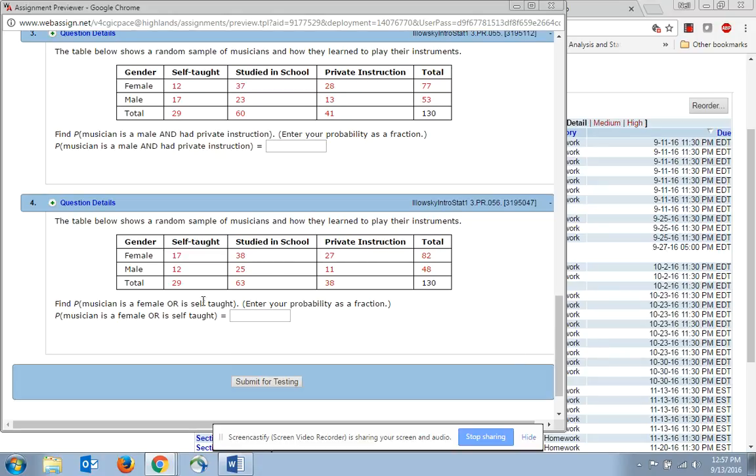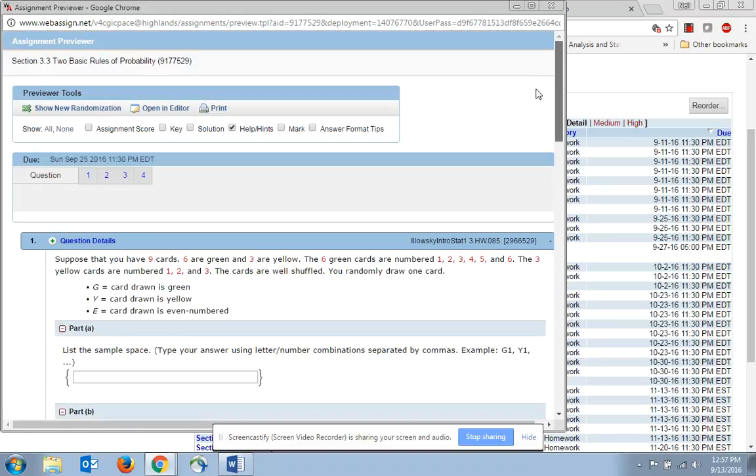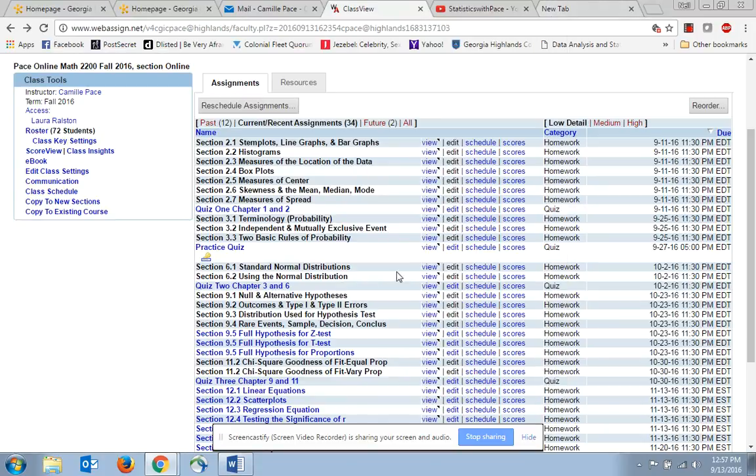I'm going to warn you now, if you look at the total, like this one is 17 plus 12 equals 29. That's the total of the self-taught. Be careful when you make your final calculations because you might include that and you don't want to do that. So that is 3.3. All you have for chapter 3 is 3.1, 3.2, and 3.3.